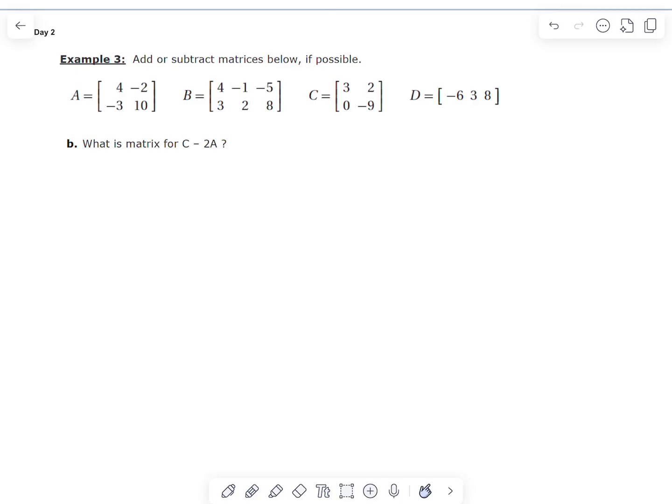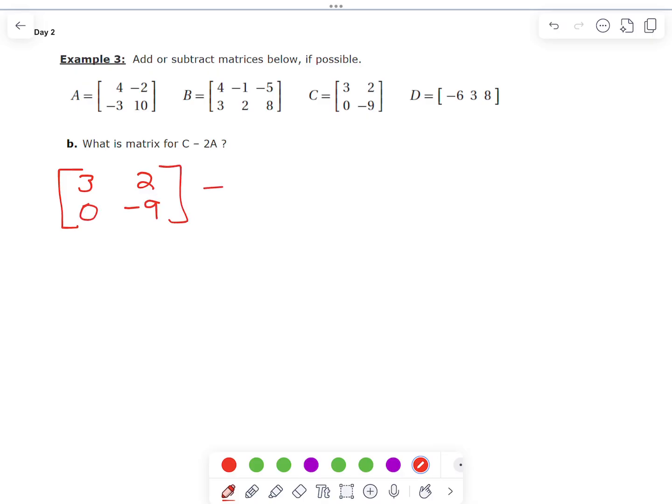So now it's asking us C minus 2A. So let's look at the dimensions of A and C. They're both 2 by 2 matrices, so we can subtract them. So it's saying C minus 2A. C, I'm going to write that down first: 3, 2, 0, and -9, minus, and now the 2 represents a scalar. So we're going to put a 2 in front of the A, and then we put our elements of A in.